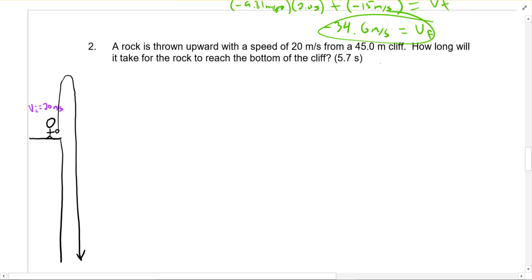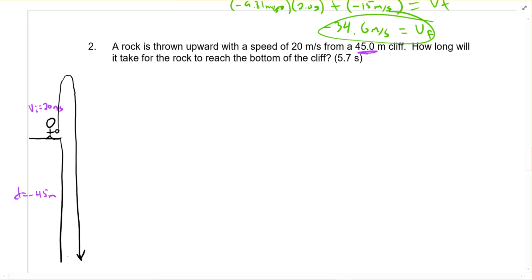And our cliff, so it's going to be D is equal to, now this is a place everyone makes a mistake, it's going to be negative 45. Negative 45 meters, because it's down from us, right? Is where what we're interested in. How long will it take for the rock to reach the bottom of the cliff?